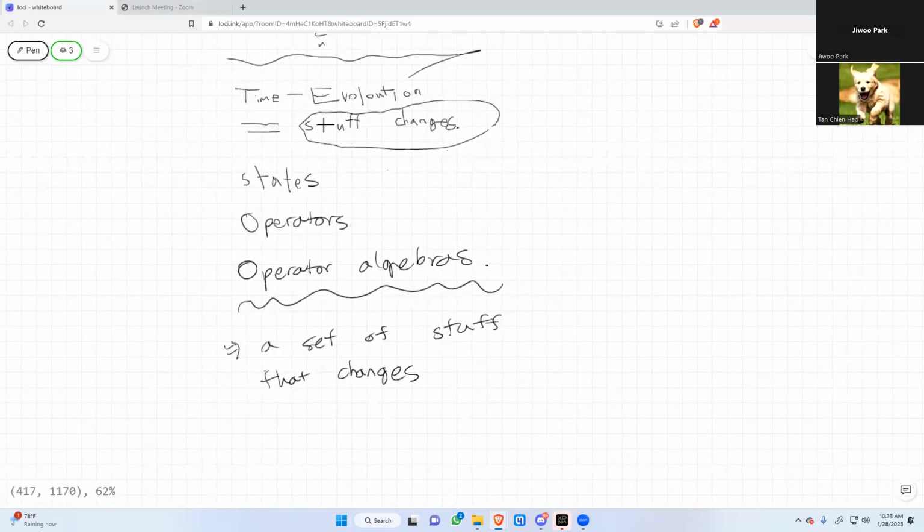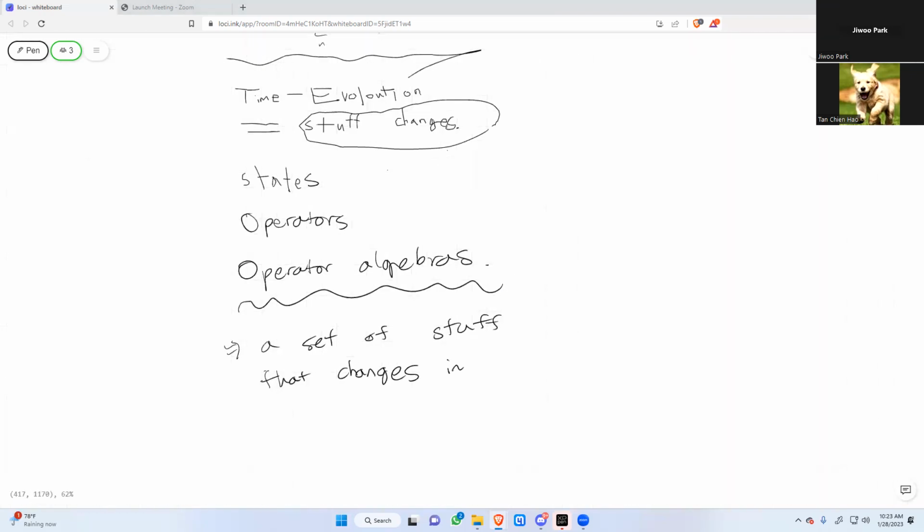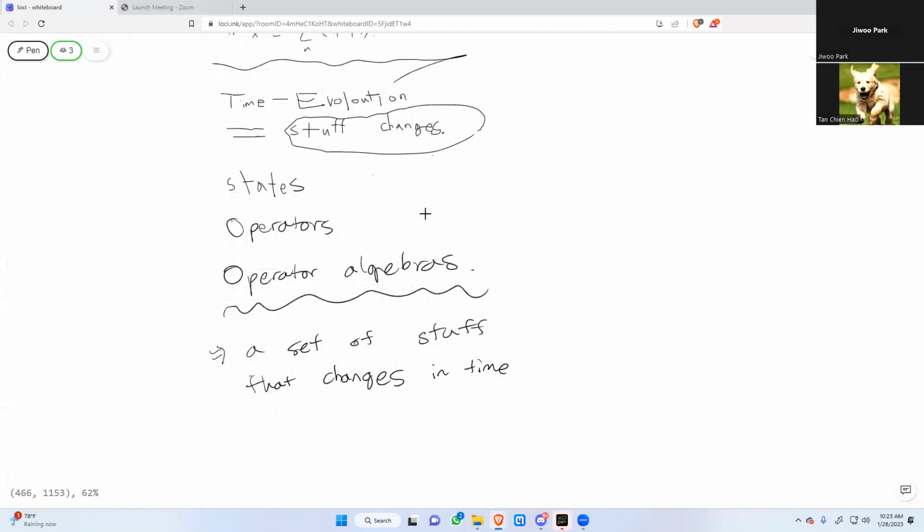We would like to have some fun, and it would not be fun to explain everything in a detailed way, even when it is not aesthetically beautiful. So an operator algebra, from my point of view, is just a set of stuff that changes in time. This basically means a set of stuff that is a function of time.